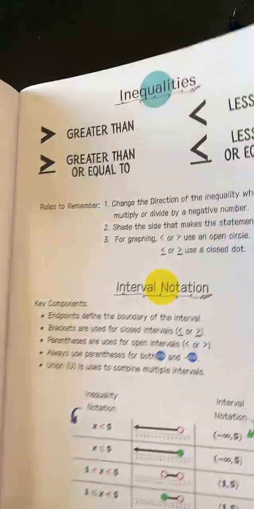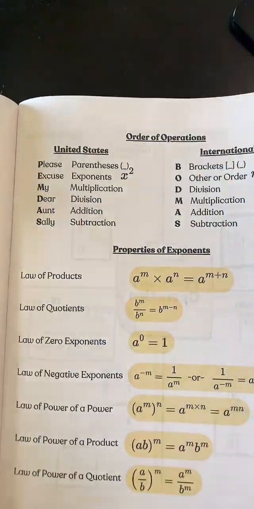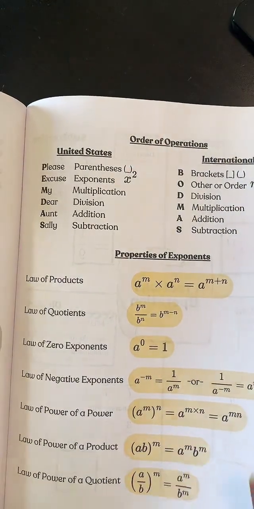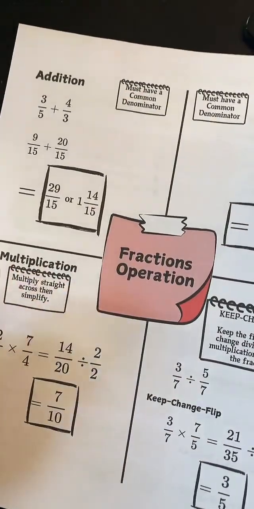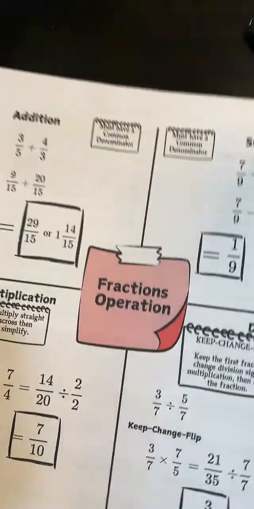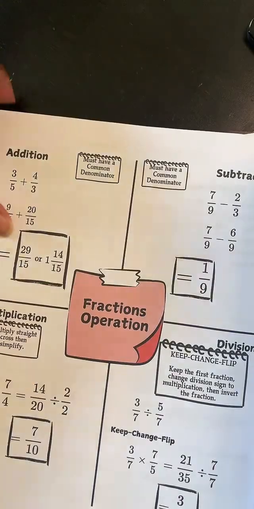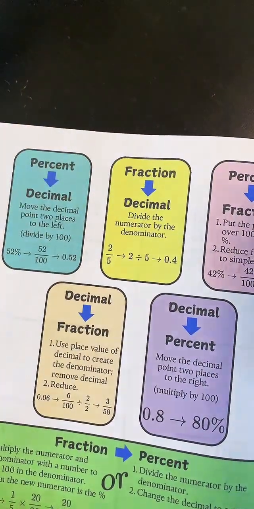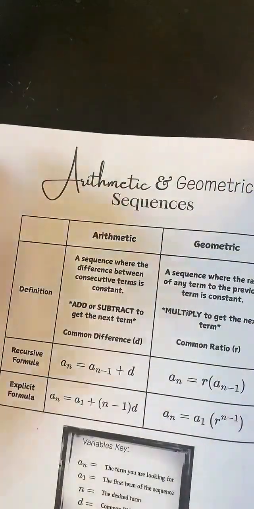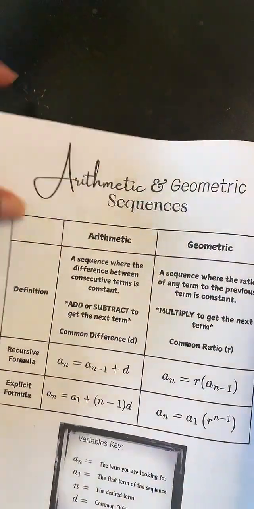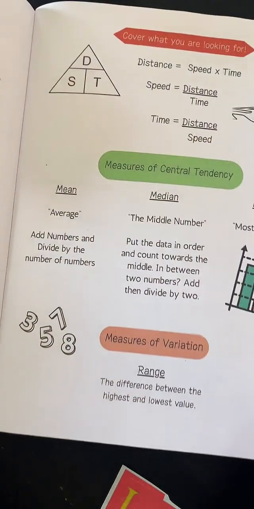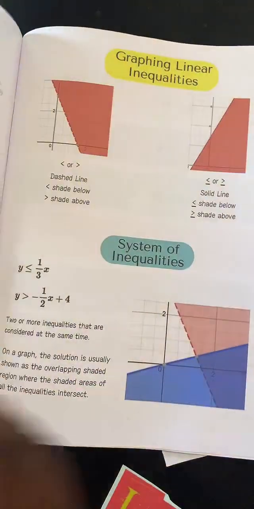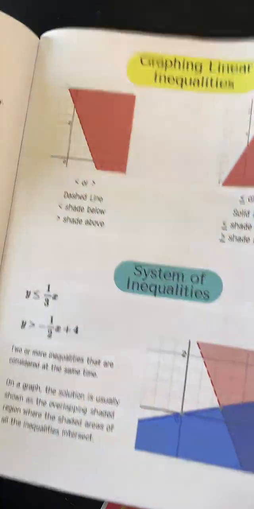You have integers and you have the interval notation, the order of operations, and we have all of these resources, especially fractions operation. That's what we're going to be working on today, especially the addition and the subtraction. Then we have the conversions of it. Then you have place values, the arithmetic and geometric sequence, the reminder of the mean, median, and modes. All of this is listed in the very back of my notebooks.